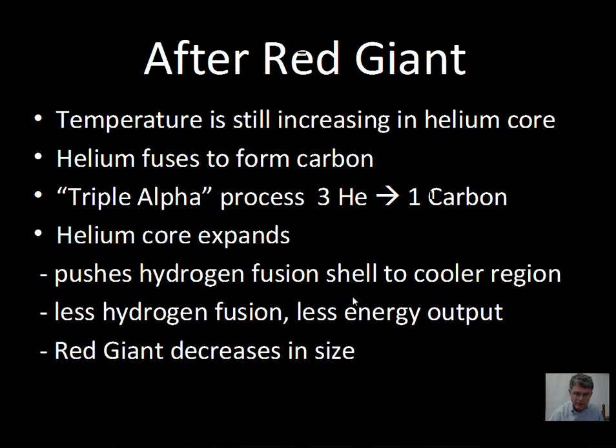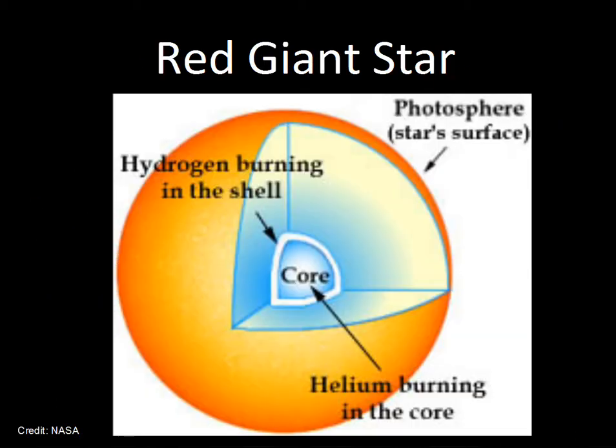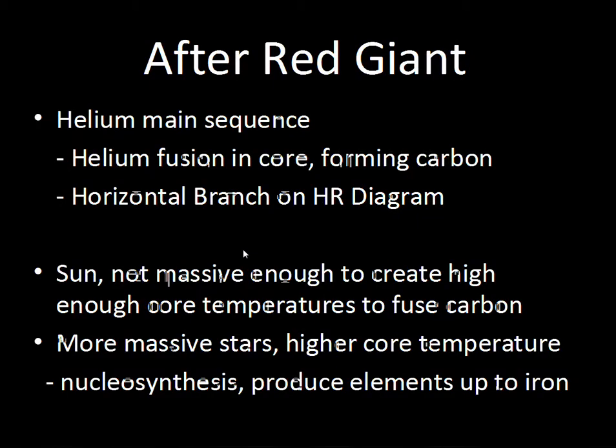So that's our situation here after the red giant phase. We're going to drop down just a little bit. We have some helium left in the core, and it's fusing in this cutaway. We have some hydrogen fusion going on here, but it's reduced because the core is expanding and pushing the hydrogen into a cooler region of the star. So we get to a situation where now the helium is the source of energy for the star, and we get a helium main sequence. Not a main sequence where hydrogen is fusing to helium, but a main sequence where helium is fusing and forming carbon. And this forms a clustering of stars.